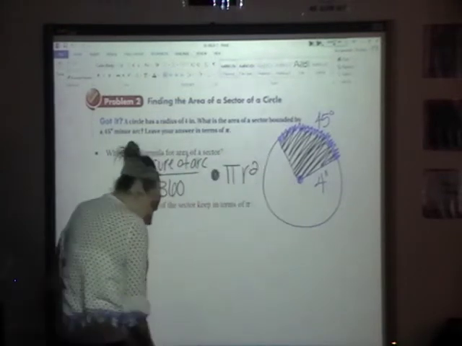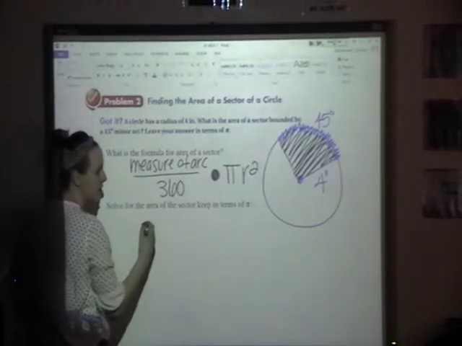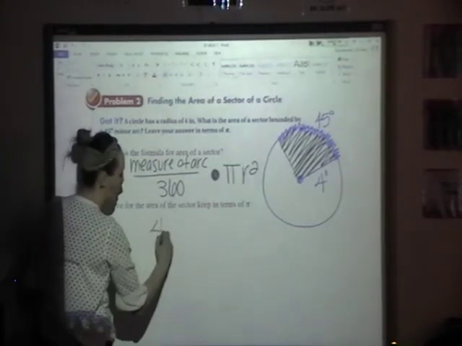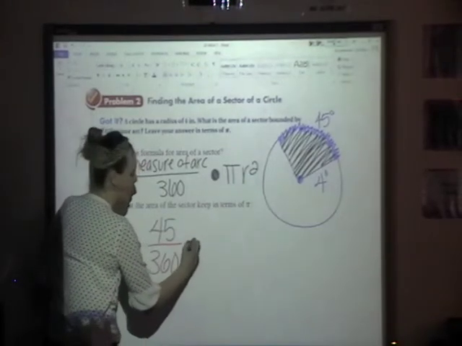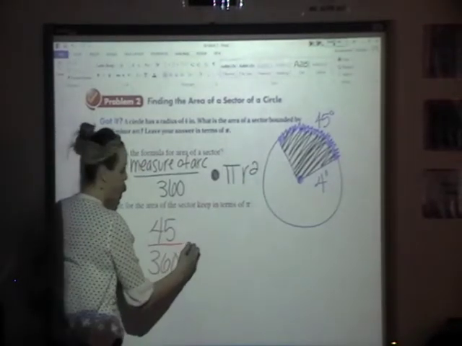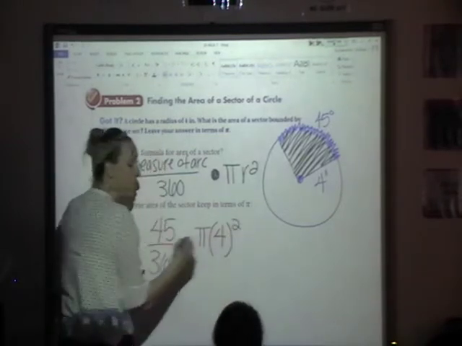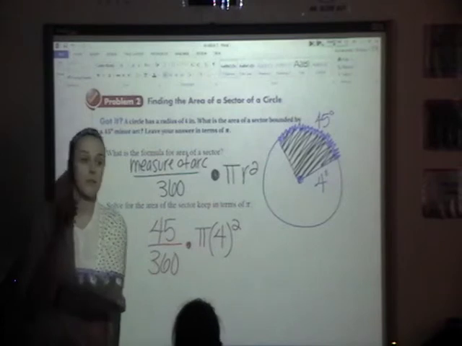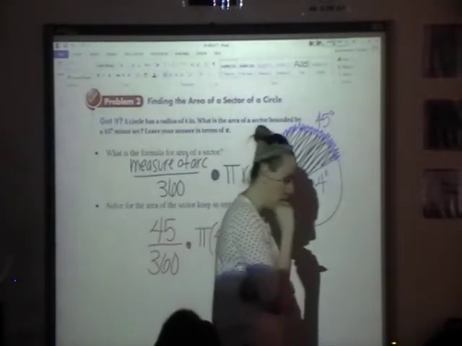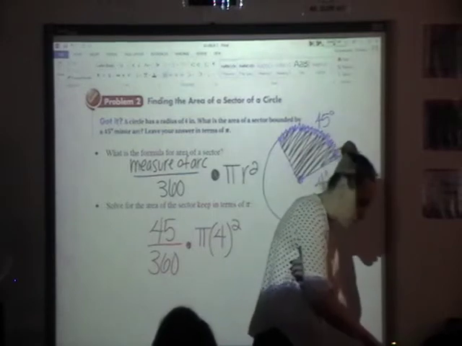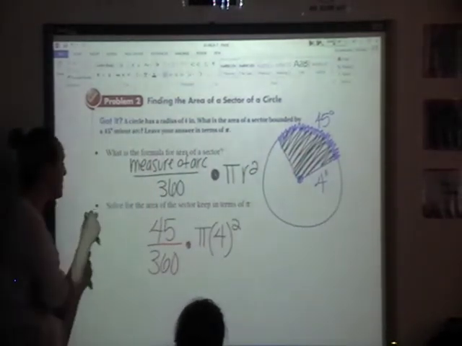So plugging this in, we get the measure of our arc. What is the measure of our arc? 45. So we're going to get 45 over 360 times pi 4 squared. Instead of r squared, we can say 4 squared. So that'd be 16. Perfect. 4 squared would be 16.